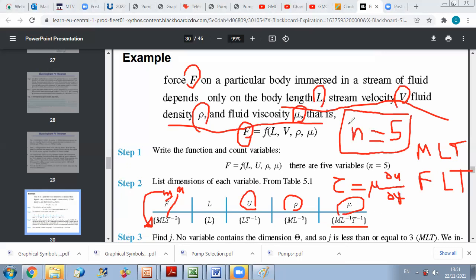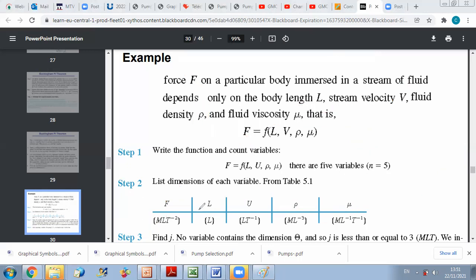Now, once you do this step, the next step will be to determine what is called the number of dimensions involved. So n is the number of variables, j is the number of dimensions, okay? How many dimensions are involved here? M, L, T, okay? So 1, 2, 3, because if you go over all variables, you don't have anything new: L, T, M. So M, L, T are the dimensions involved. Number of dimensions involved is 3.